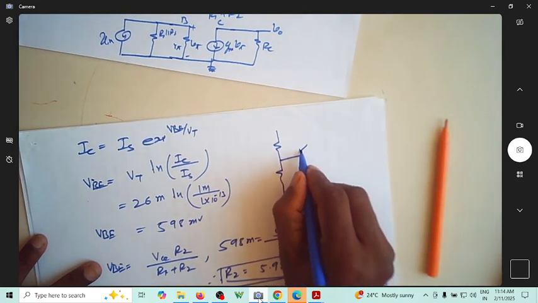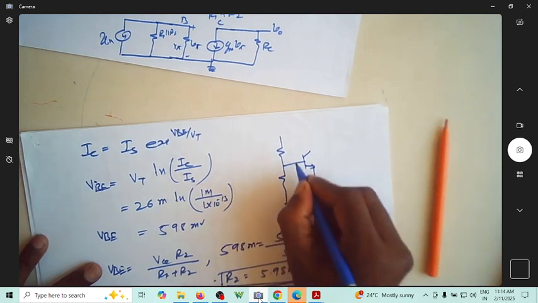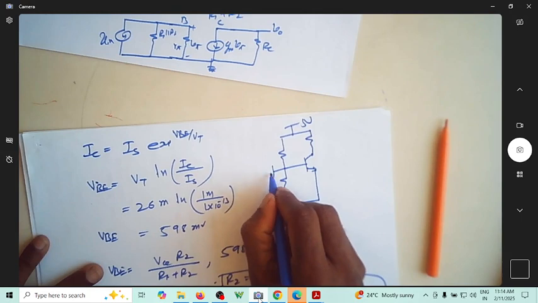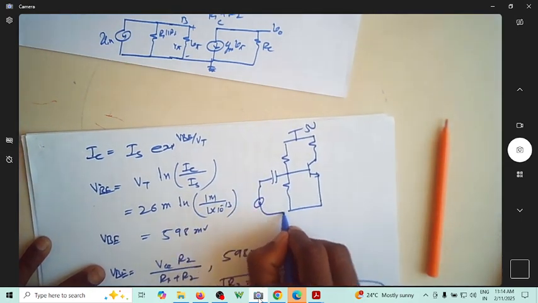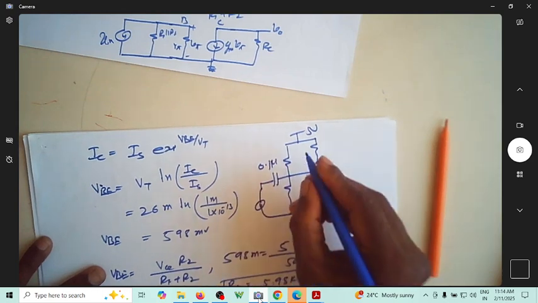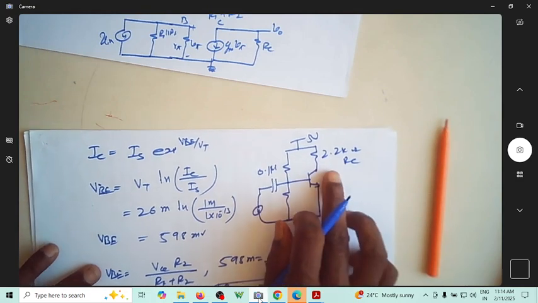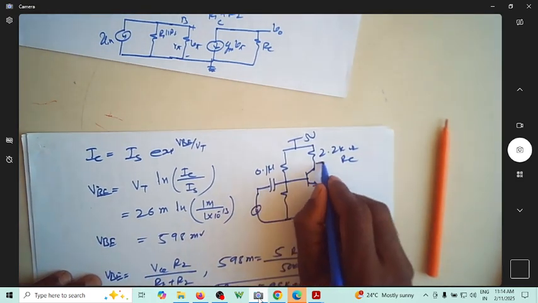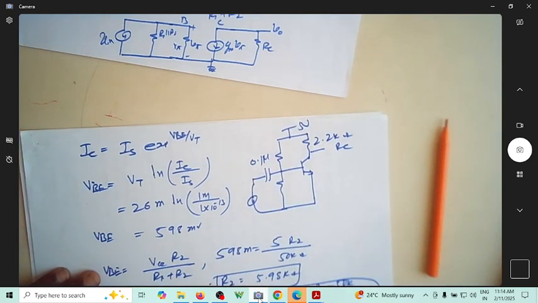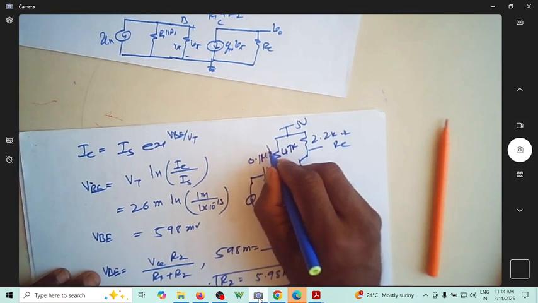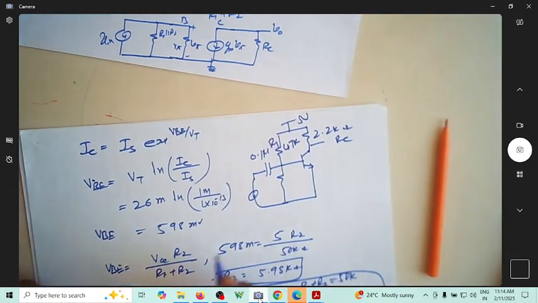Such that we will use, this is 5 volt. Let this be a 0.1 microfarad. Let us use it as 2.2 kilo ohm. This is my RC. Instead of 2.5, let us use 2.2 kilo ohm. Instead of 44 point something, let us use 47 kilo ohm as my R1 value because it's a standard value.